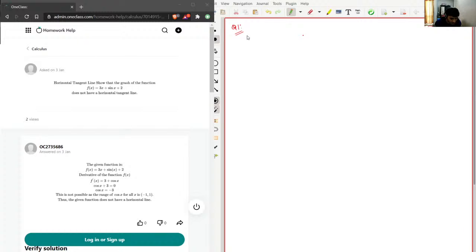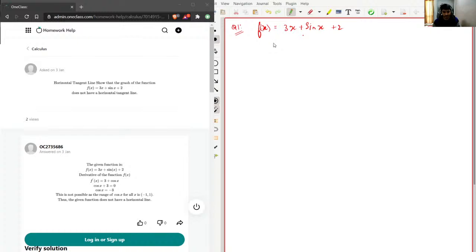It says: show that the graph of the function f of x equals 3x plus sine x plus 2 does not have a horizontal tangent line. So basically we have a function f of x which is 3x plus sine x plus 2, and it does not have a horizontal tangent line.